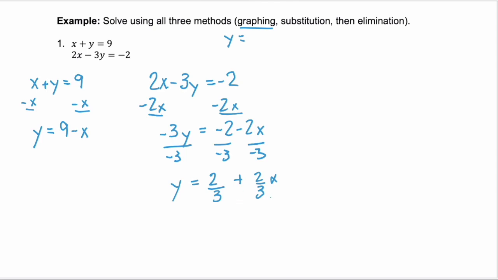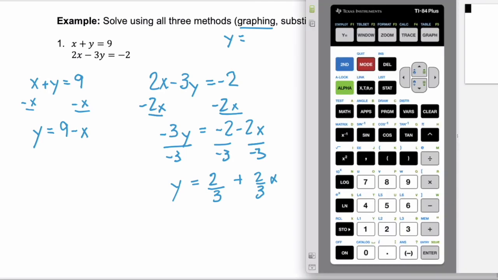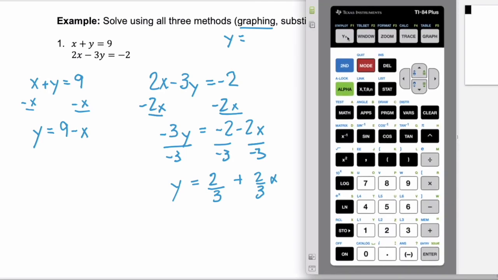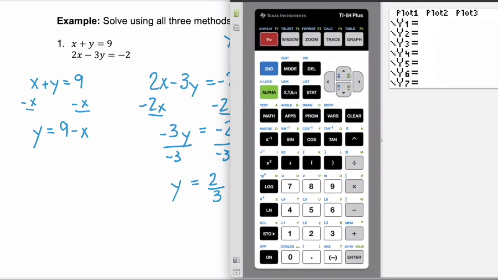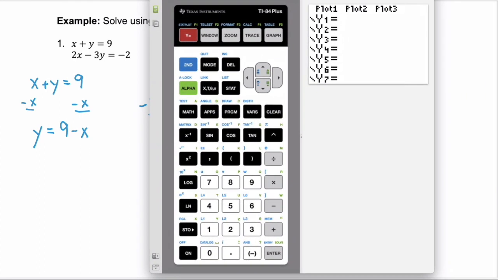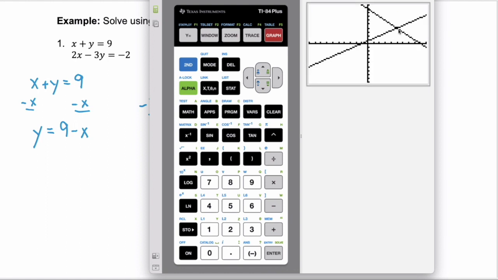That's perfect. We can enter these into our calculator. So we pull up our calculator. Remember, we want to go into that y equals screen. We'll enter that first equation, which is 9 minus x. We'll enter that second equation, which is 2/3 plus 2/3 x. And then we can hit graph. And notice that those two lines intersect. That's what we want. The intersection is our solution.